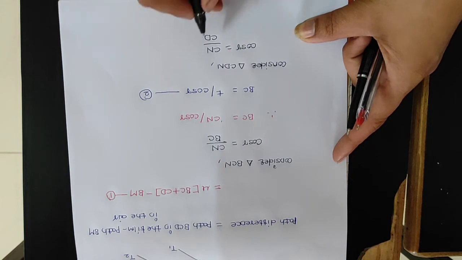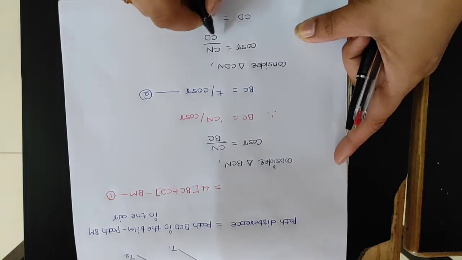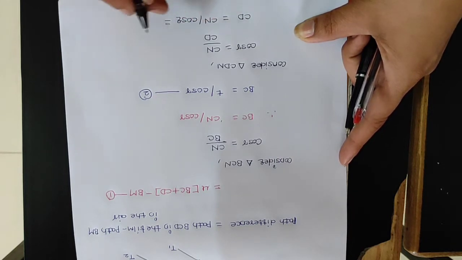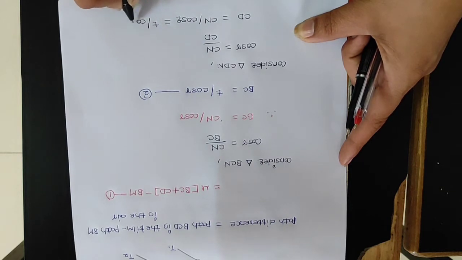Okay. Now again we can write this equation like this. CD is equal to CN divided by cos r, which is equal to, we know that the value of CN is equal to t, that is the thickness of the film, t divided by cos r. Give next equation, equation number 3.